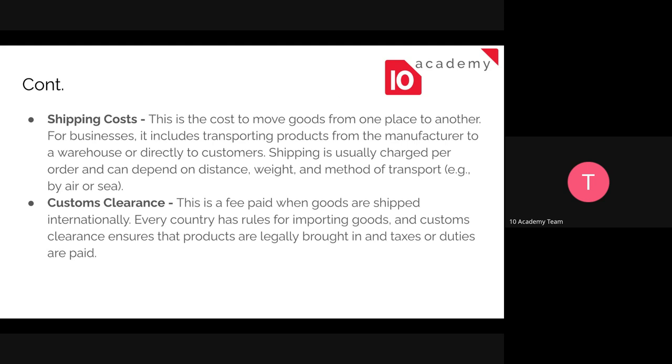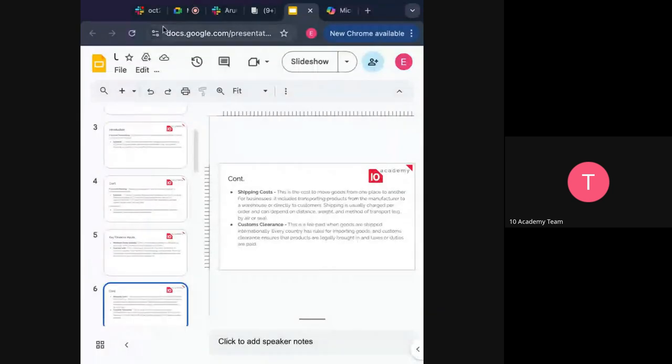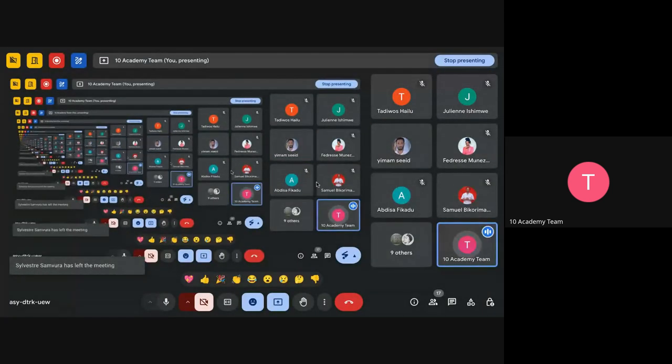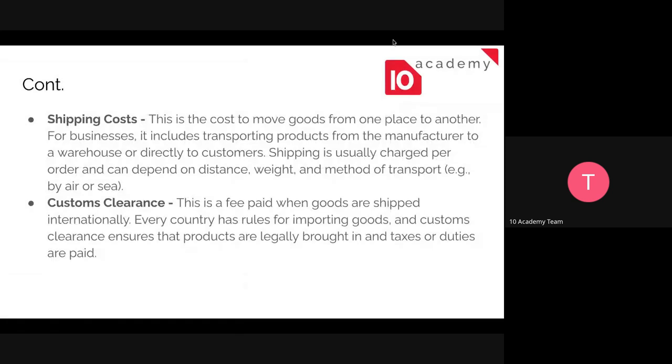And the next one is... there is a noise, I think. Yeah, Iman, can you unmute yourself? Or if you have a question, you can raise it. Okay. So if it's not a question, we can proceed.